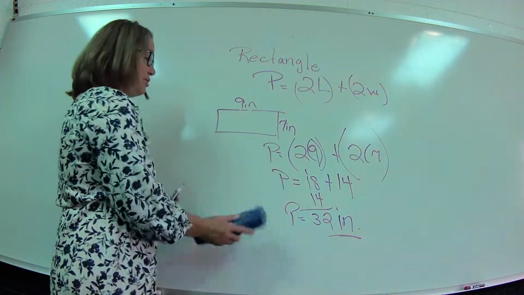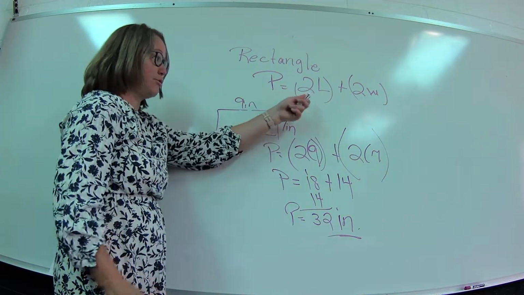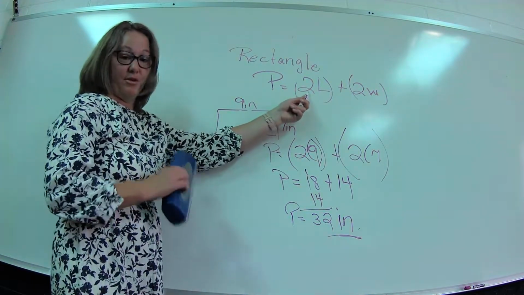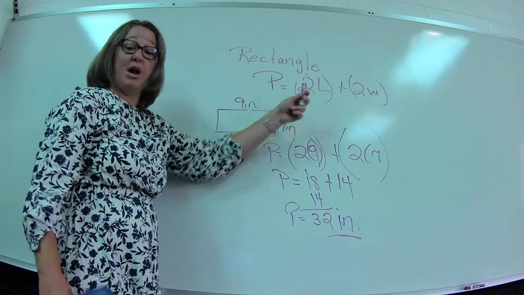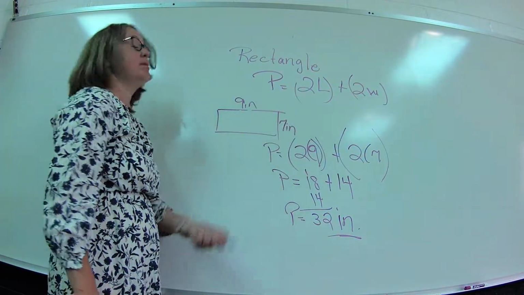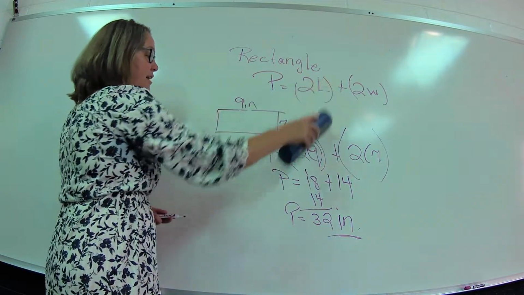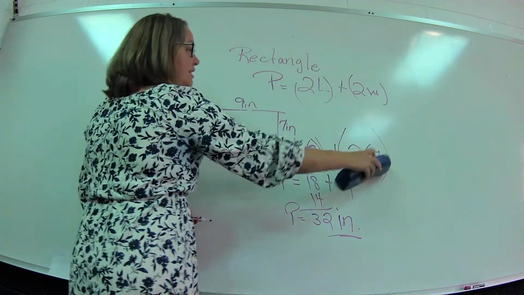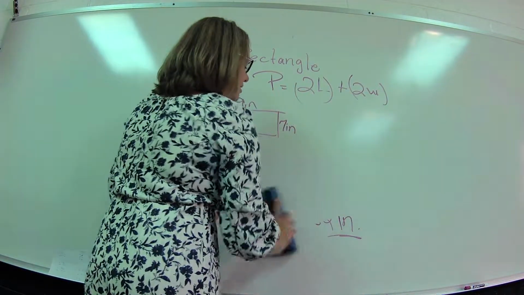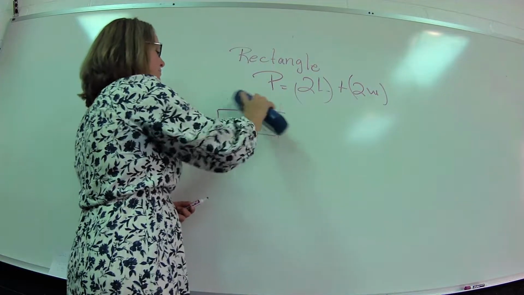All right, so let's do a few other things. Notice we wrote the formula. I've told you on a whiteboard you can kind of just write the formula and keep it, but on paper you're going to have to write it each time. We plugged in our values, 9 for the length, 7 for the width. All right, let's look at another dimension here.